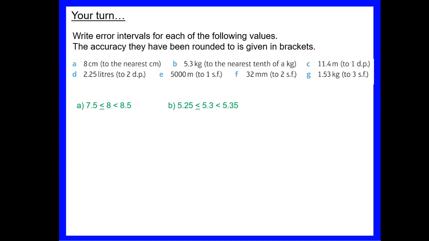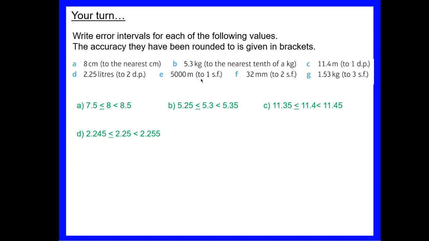Our next one then, again to 1 decimal place. So that's actually the same thing. So again, 0.05 added and subtracted. So 11.35 is less than or equal to 11.4, which is less than 11.45. D has been rounded to 2 decimal places, so we're going to need that 3rd decimal place. So that's 2.245 is less than or equal to 2.25, which is less than 2.255.